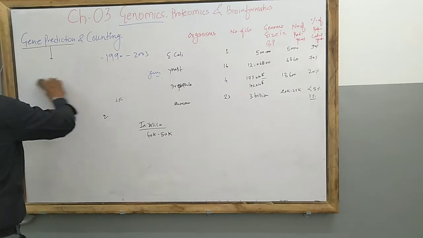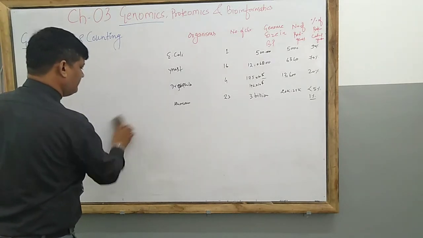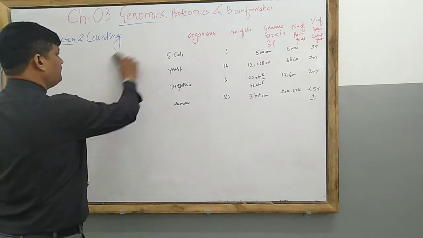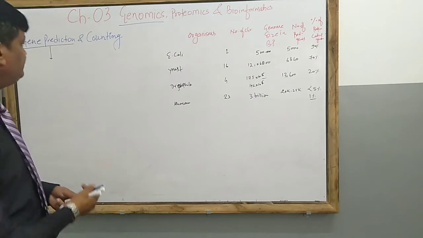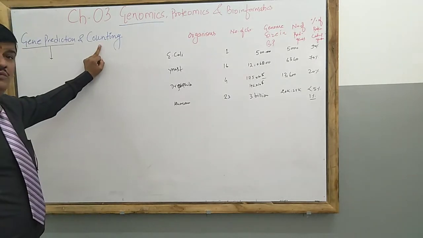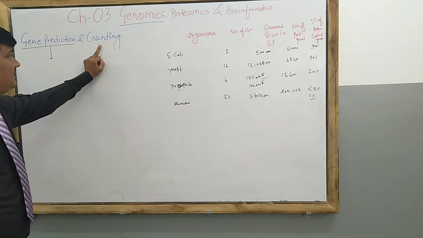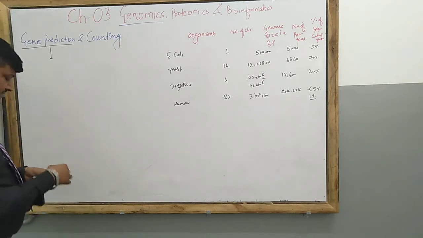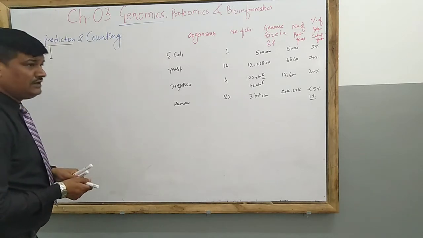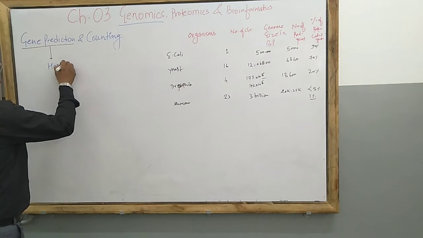Again, counting the number of genes present in an individual is not a very easy task. The total number of genes or alleles present in an individual is known as gene counting, and this is one of the attributes of population genetics. And in population genetics, you have studied the Hardy-Weinberg principle.